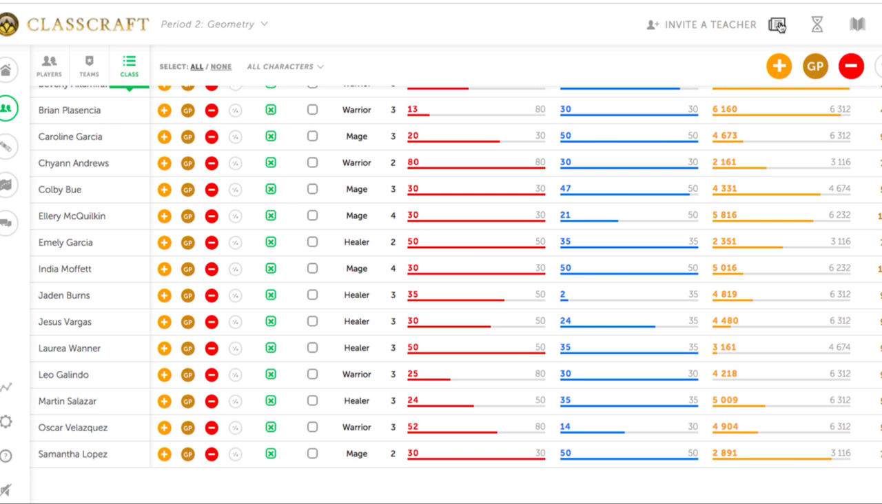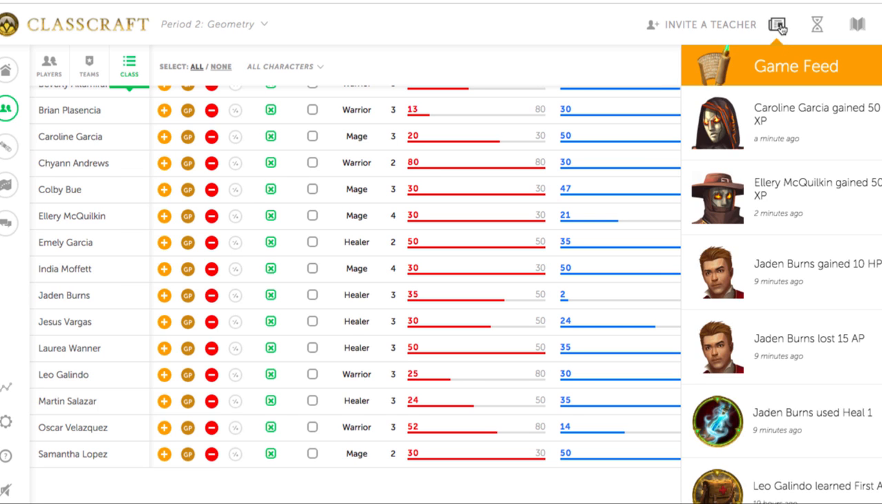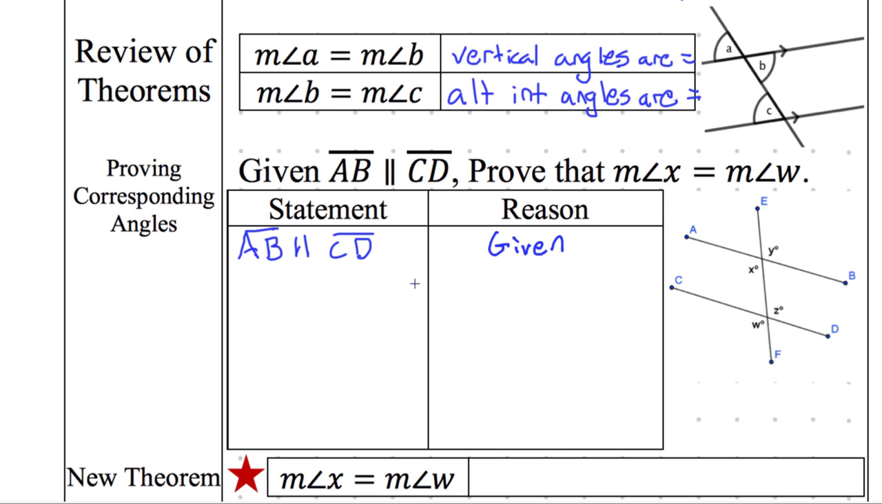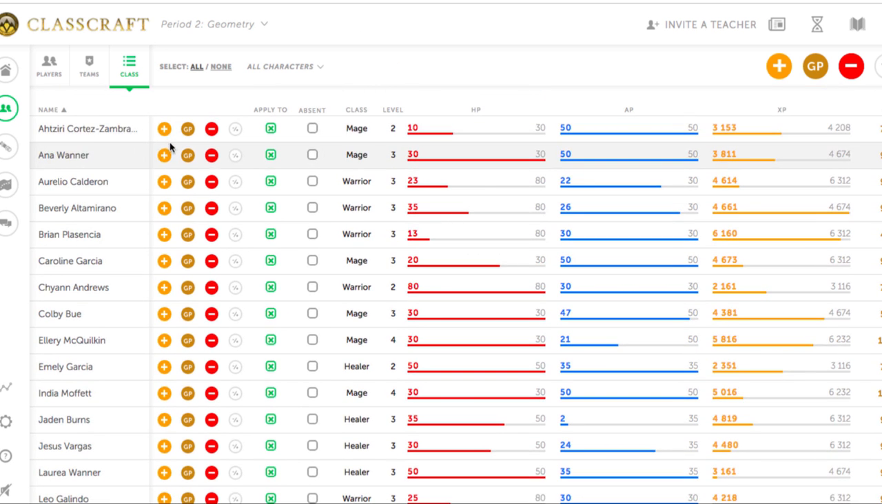Thank you. And did I give Caroline her XP? I did, okay. So this is going to be Colby. Now you're good, Colby. Okay, I need a therefore. Someone help me write my therefore statement at the very end. Anna. The measure of angle X is equal to the measure of angle W. And we don't know why, but there it is. Thank you, Anna.